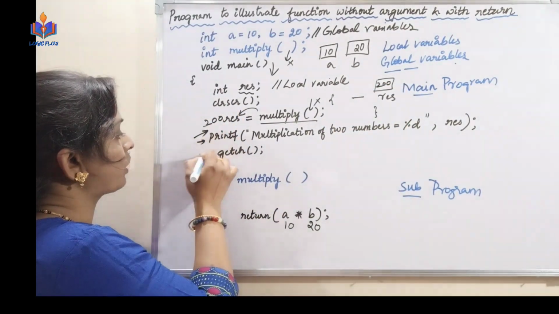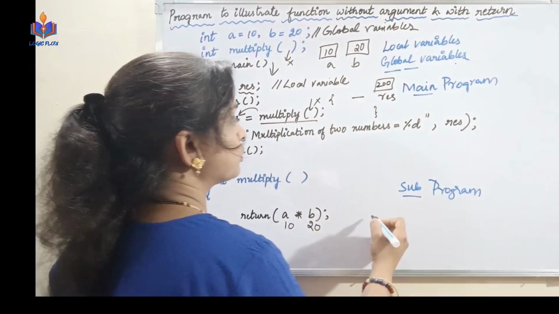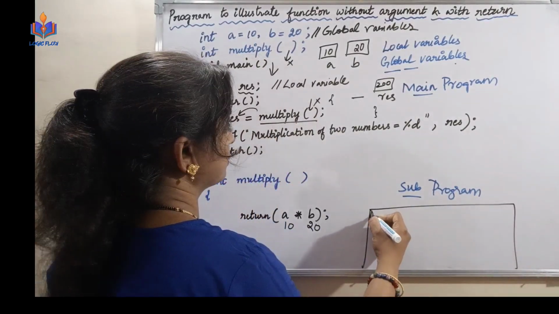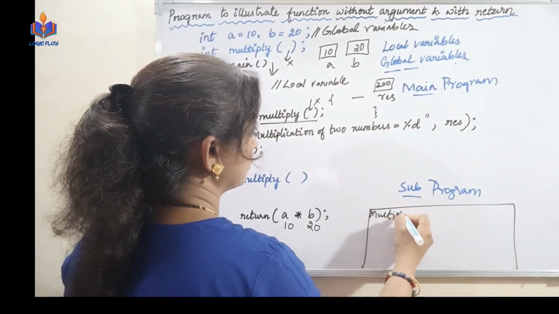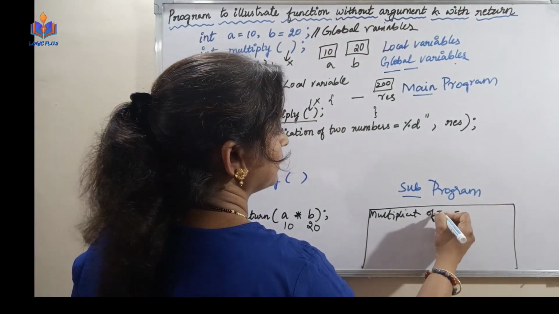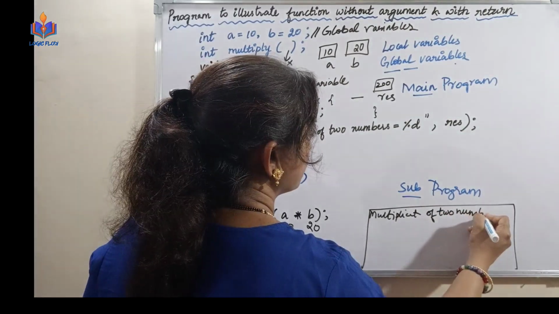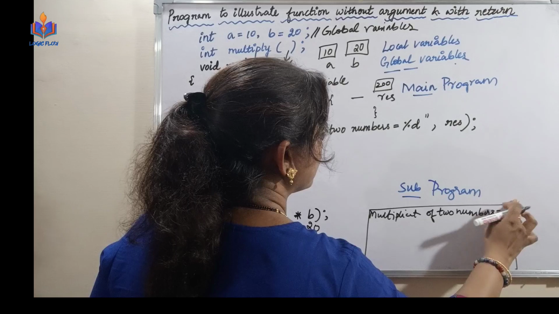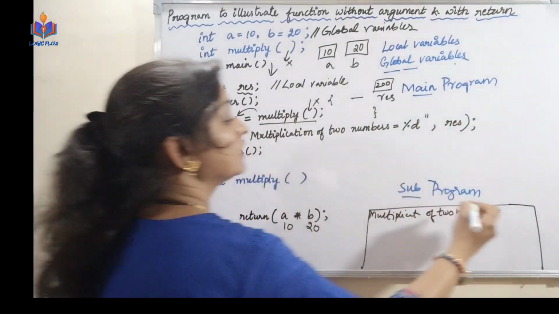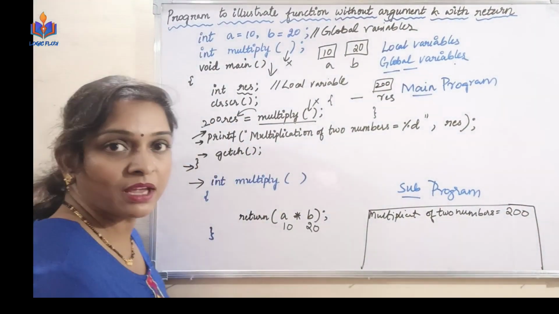Next statement, you have three statements, 1, 2, 3. Multiplication of two numbers. So you get the message, multiplication of two numbers. Let me write it completely: multiplication of two numbers equal to %d, print the value of res. It is 200, get ch, main program ends.